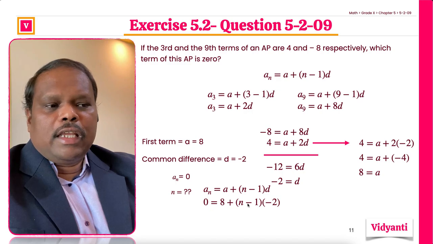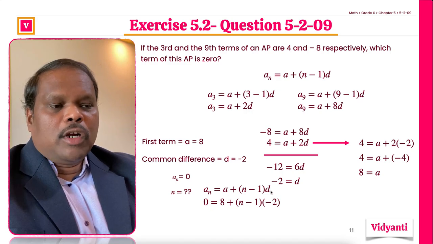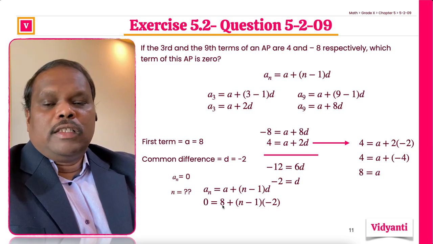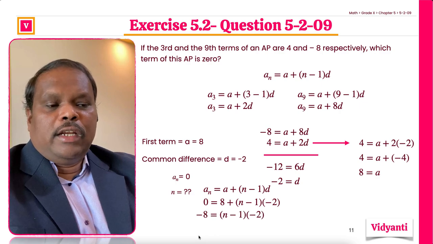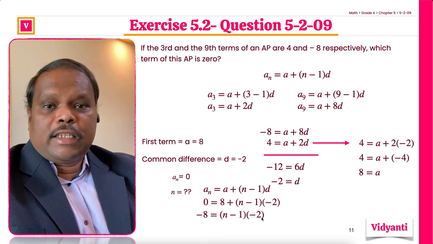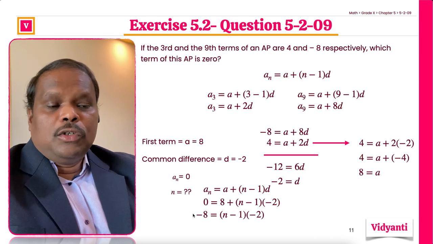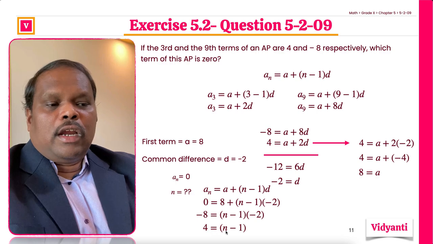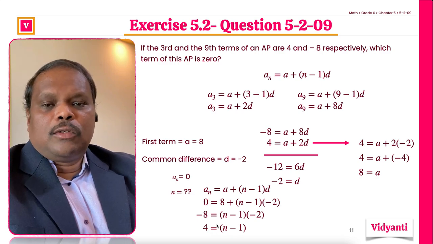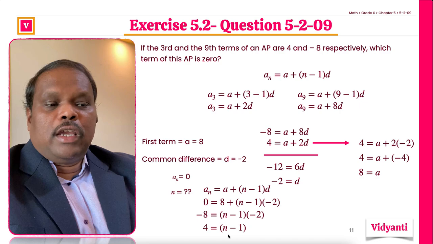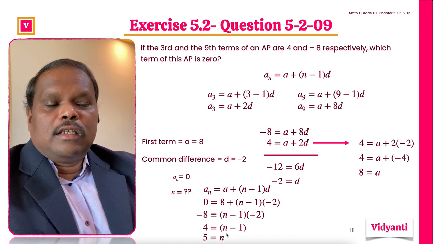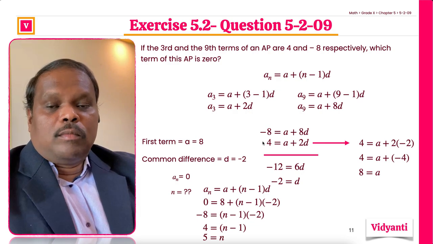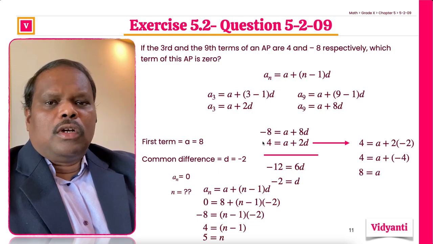A value is 8, N minus 1, we don't know N, but we know the value of D, so we'll be plugging that in as -2. This 8 can be taken on the opposite side, becomes -8, and everything else remains on the right hand side. Let's divide both sides by -2. -8 divided by -2 will give you +4. And this -1 now will be transferred to the other side, that becomes +1, so N is 5. So that means if you have this kind of arithmetic progression, the fifth term will come out to be exactly 0. Now, this is your final answer.